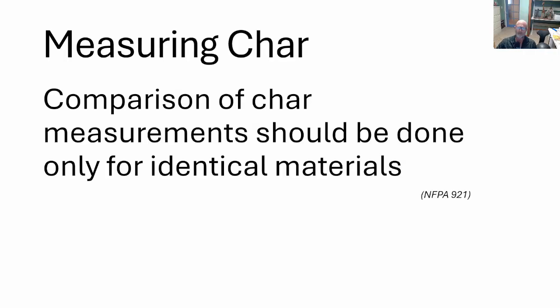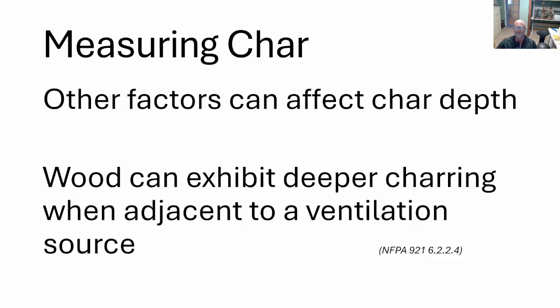Comparison of char measurements should be done only for identical materials. So clearly you can have different materials such as, let's say there's oak, there's pine, say you even have some paneling. Different materials are going to char at different rates. Moisture content is another factor that needs to be considered. So if you're going to do a depth of char analysis, it has to be the same kind of material. So some other factors that can affect char depth, you could be located next to a ventilation source. As stated previously, the ASTM E119 standard fire furnace, the actual products of combustion in that furnace are roughly 10%.